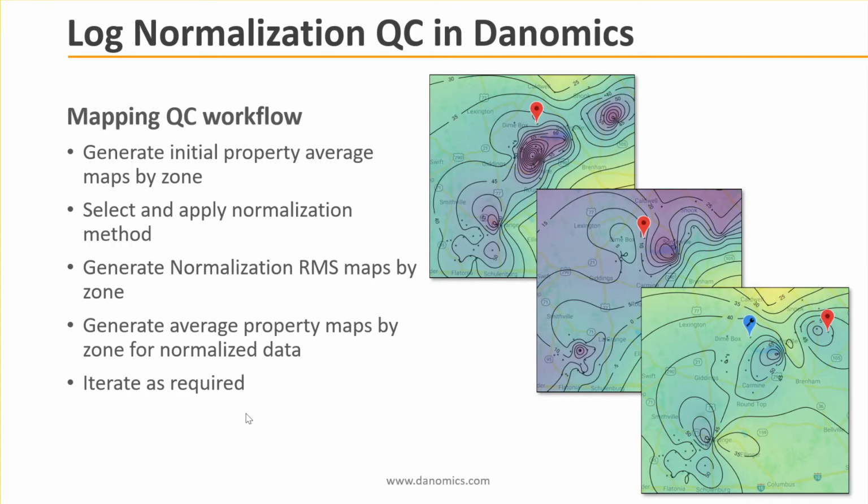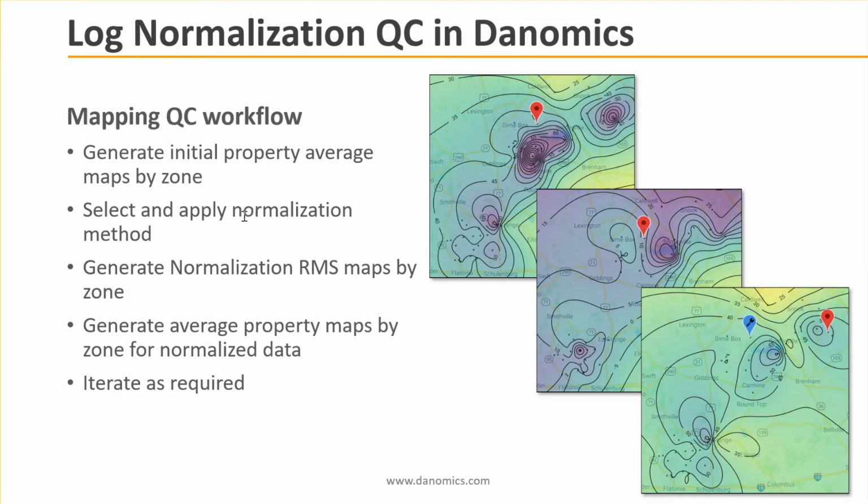One of the key things after you do this normalization, it's important to go through and QC the results of that. And there's a couple of different ways that we do that. My personal workflow for this is I go through and I generate a map that shows me the average values on a zone by zone basis. I'll go through and inspect those, and then I'll look for bullseyes that are consistent across multiple zones.